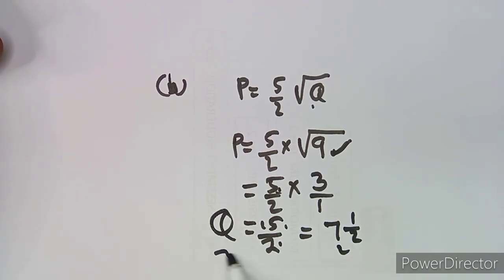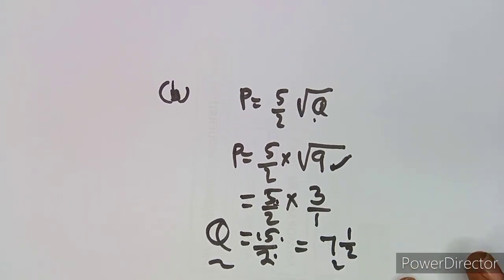Or you can just write it like that. Q is 15 over 2, or it can be 7.5. But any answer is fine. Any answer is fine, okay? So that is the value of Q.